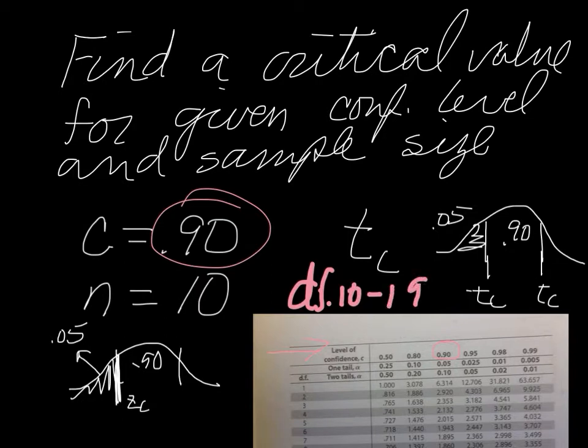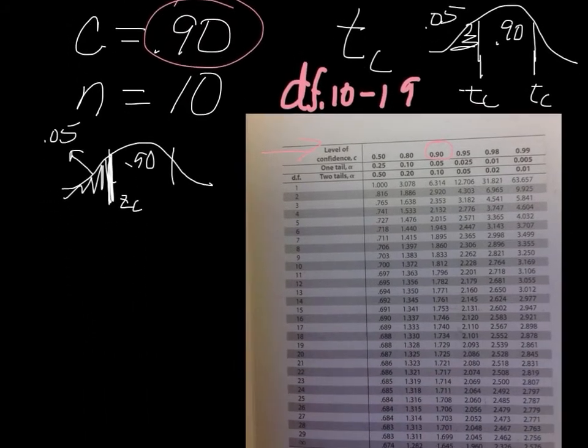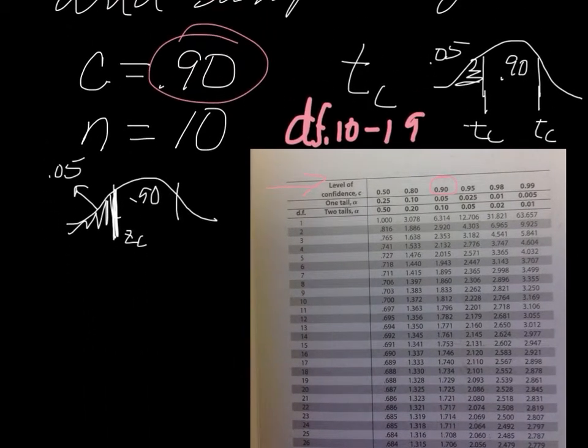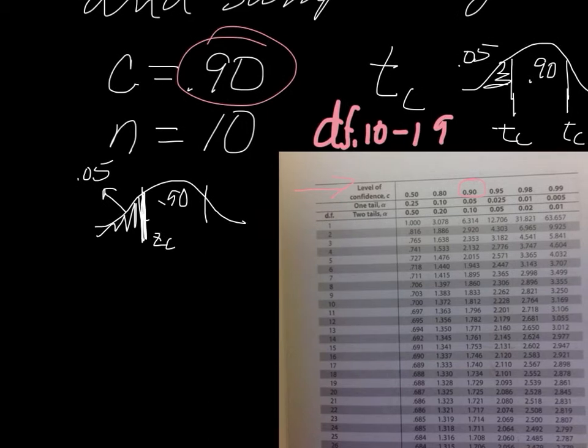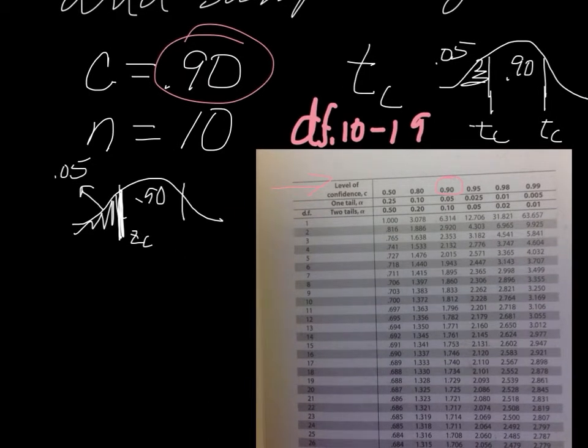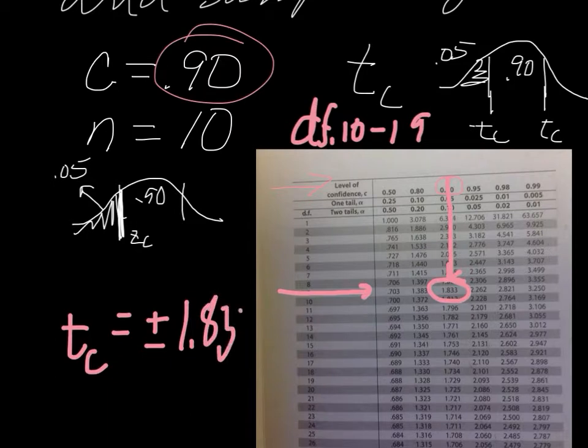or 9. And so if we slide this up a little bit, we can look at the table. We're going to look at the 9 row right here, and the 90% column right here, and that gives us this number right here for the critical value. So we would say that the critical value is plus or minus 1.833.